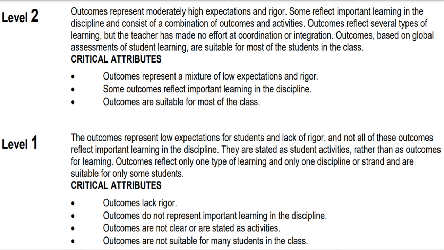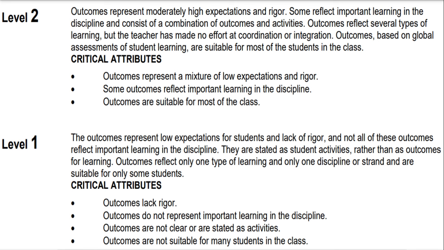Here's a level 1. The outcomes represent low expectations for students and lack of rigor. And not all of these outcomes reflect important learning in the discipline. They are stated as student activities rather than as outcomes for learning. Outcomes reflect only one type of learning and only one discipline or strand and are suitable for only some students.